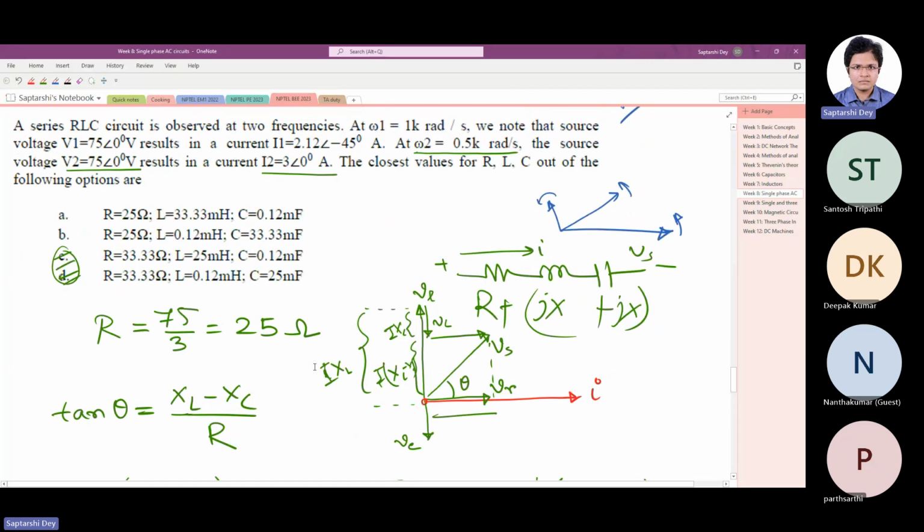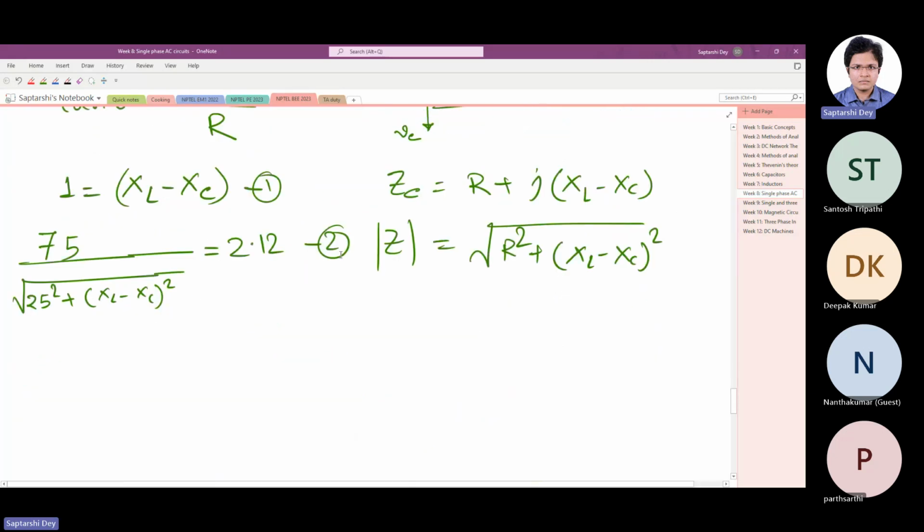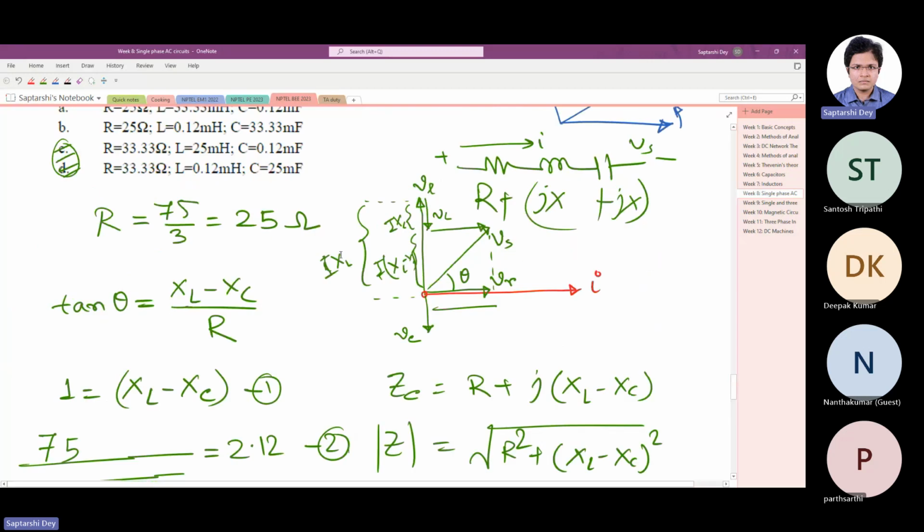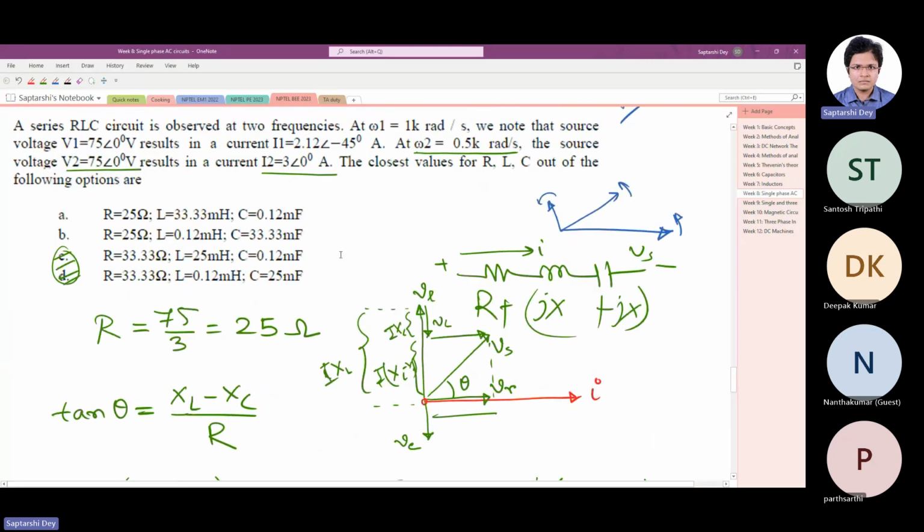Now I was thinking that this is the way of doing it. If you are solving this problem in your semester exam, you have to solve it like this. You have to solve 1 and 2. But say if you have this question in a competitive exam where you have the options, can we have an easier way of solving this?